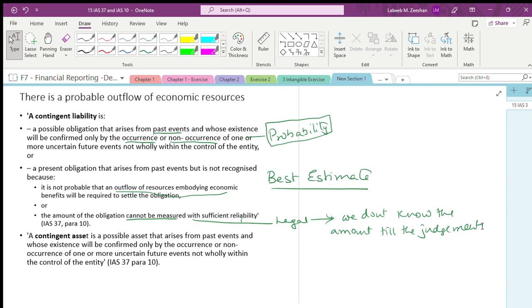The moment we don't know when the event will be settled, when this legal suit can be settled, it will take years, sometimes months. That is the concept of contingent liability. What is the contingent asset? The asset arises from, again, the same. This is the liability, this is the asset. Past events, and occurrence or non-occurrence of more uncertain future events.